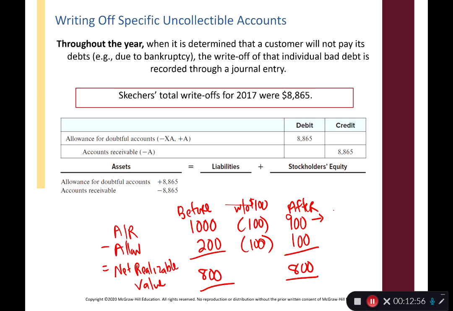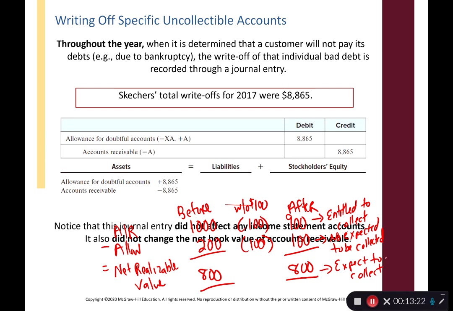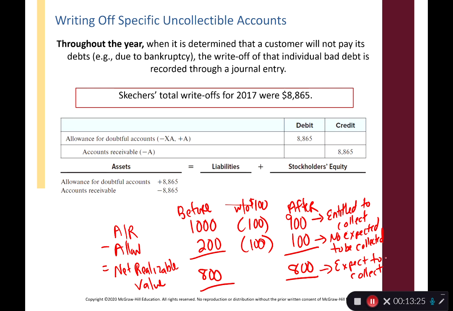So accounts receivable represents the amount the company is entitled to collect. The allowance is the amount not expected to be collected. So then the net realizable value is the amount we expect to collect. So before and after the write-off, the net realizable value doesn't change. So really, write-offs do nothing. They have no net effect. That's really important to understand. Write-offs have no net effect.